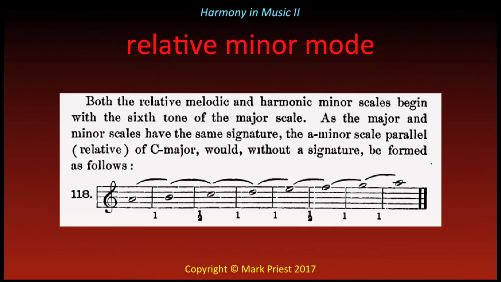The closest relative of any major scale is the minor mode having the same key signature. We call it the relative minor, and its root or tonic is the 6th tone of the major scale, the submediant. It is a minor third below the root of the major scale.